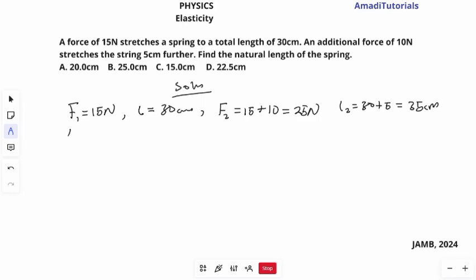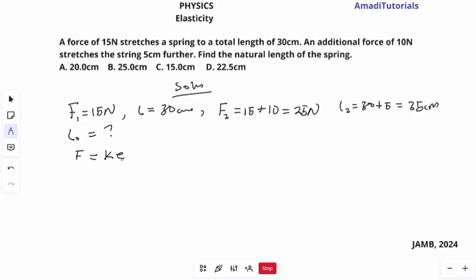So the question says find the natural length of the spring. Let the natural length be L0. Let it be what we are looking for. According to Hooke's law, the force is directly proportional to the extension, provided the properties of the spring remain constant. So Hooke's law is F equals Ke, where e represents extension and K represents the force constant.